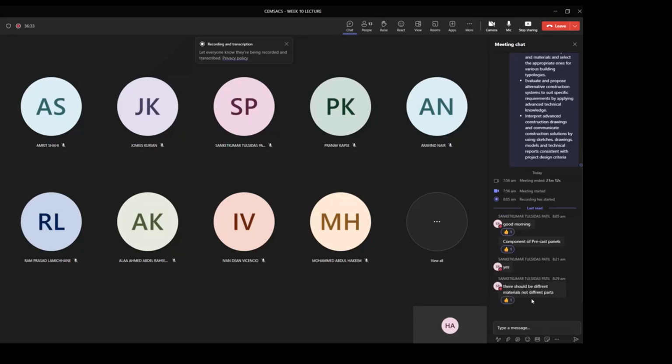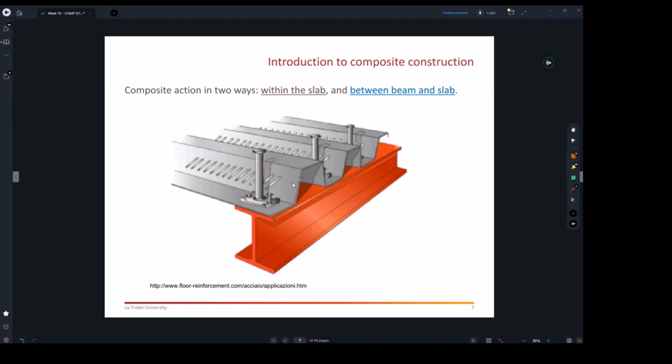There should be different materials, not different parts, and they need to be bonded together. The different materials have to be mechanically bonded together, and resist whatever shear stresses, bending stresses, axial stresses. They have to be resisting it.